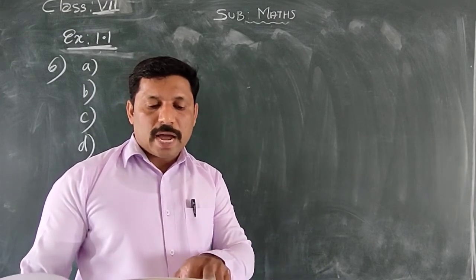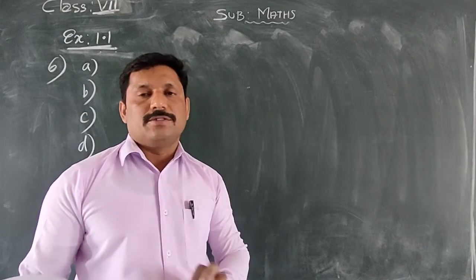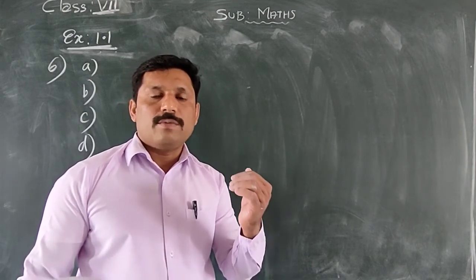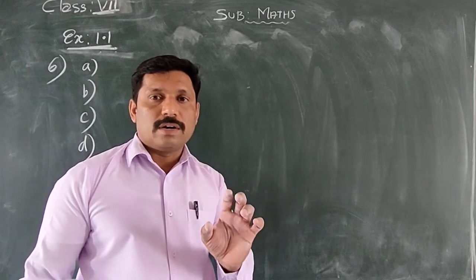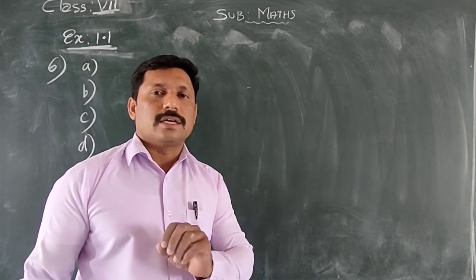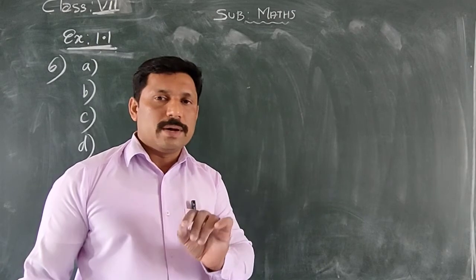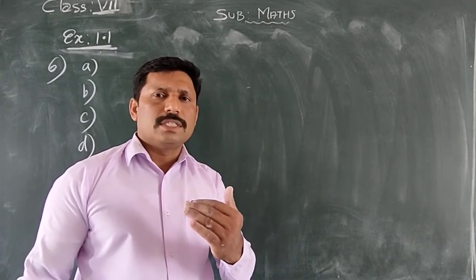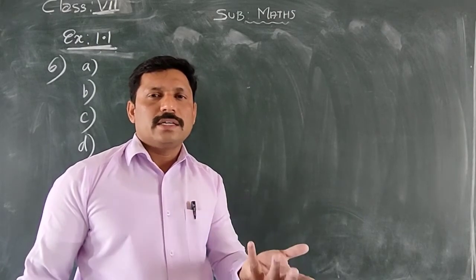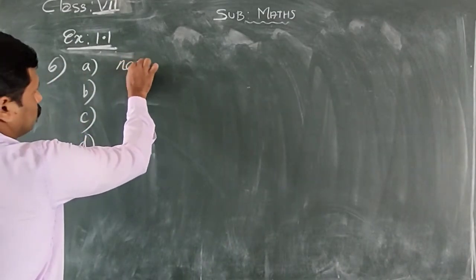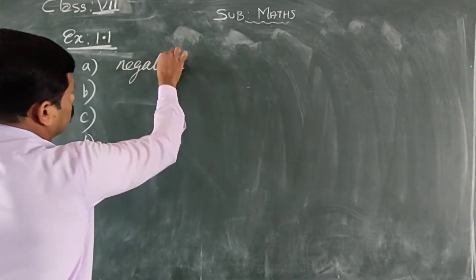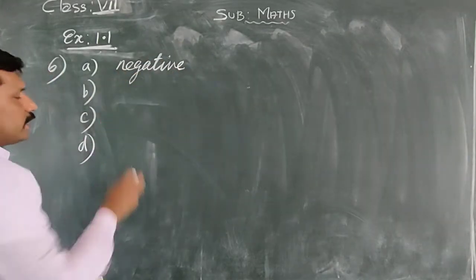What will be the sign of the product of 123 negative integers? If we multiply 123 negative numbers, what will be the sign in the answer? 123 is an odd number. So if we multiply an odd number of negative numbers, we get a negative number. So in the answer we have to write negative. First question A, answer is negative.